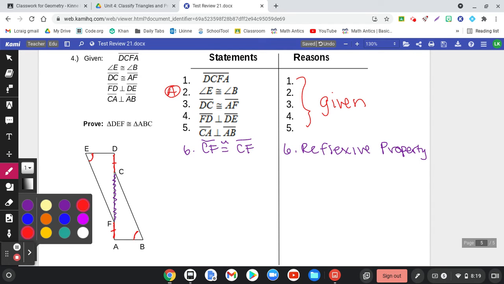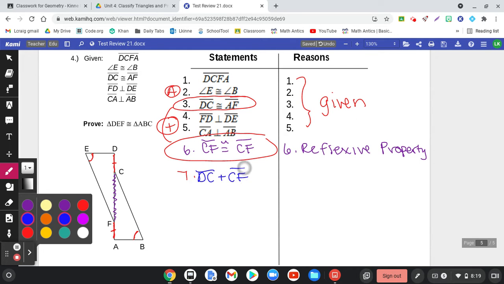And if it helps, circle what you're adding. So I'm taking number 3, DC, and adding it to number 6, CF. And when we actually add it, we get DC plus CF is congruent to AF plus CF. And what did you do there? Addition, or addition postulate. Either one is acceptable.